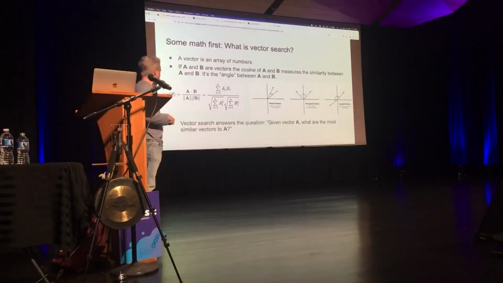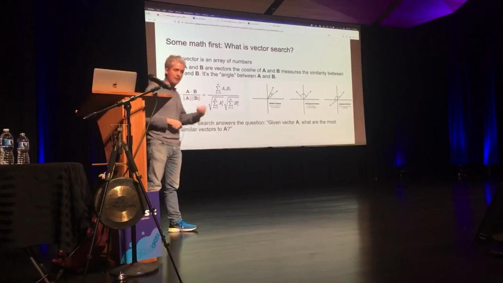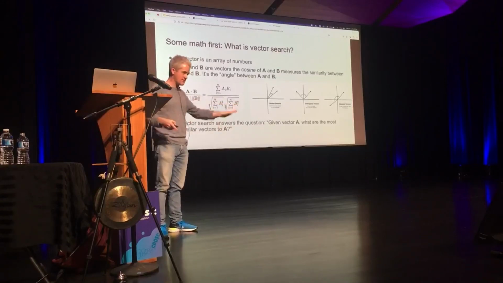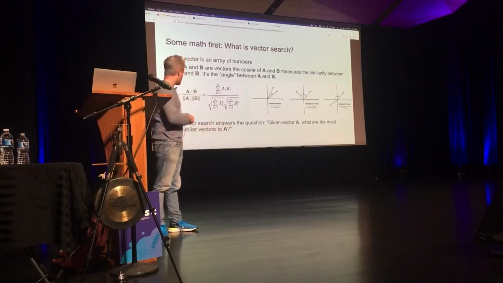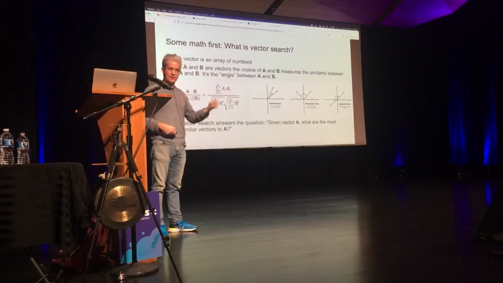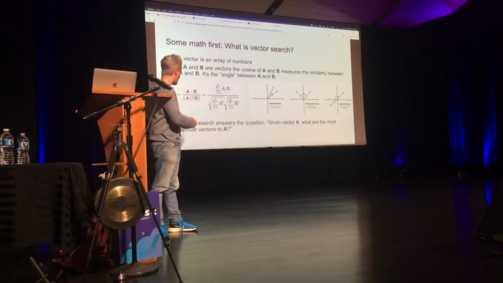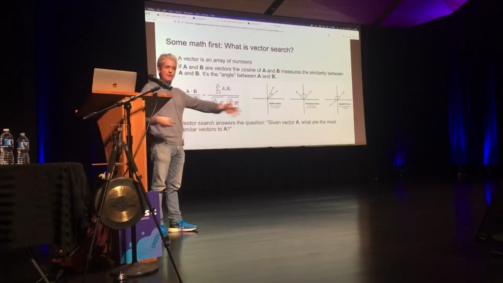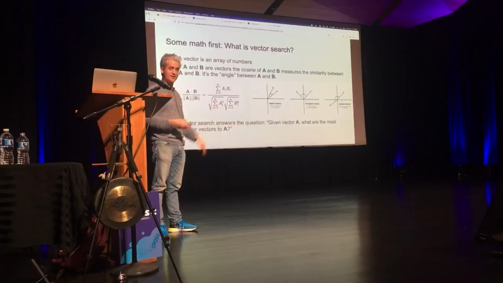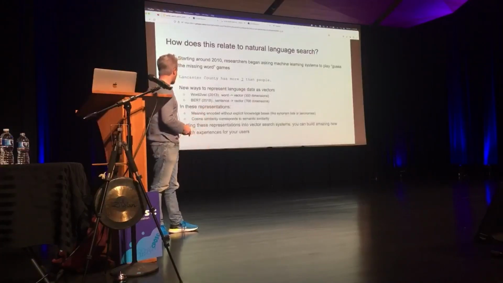And so when you're talking about vector search, the problem you're trying to answer is you've got all these vectors. You want to ask this question. So I've got a vector A in my hand, and I've got this database of all these other vectors. What are the most similar vectors? What vectors have the smallest angle between them among the vectors in my database? Okay, I think that's it for math.